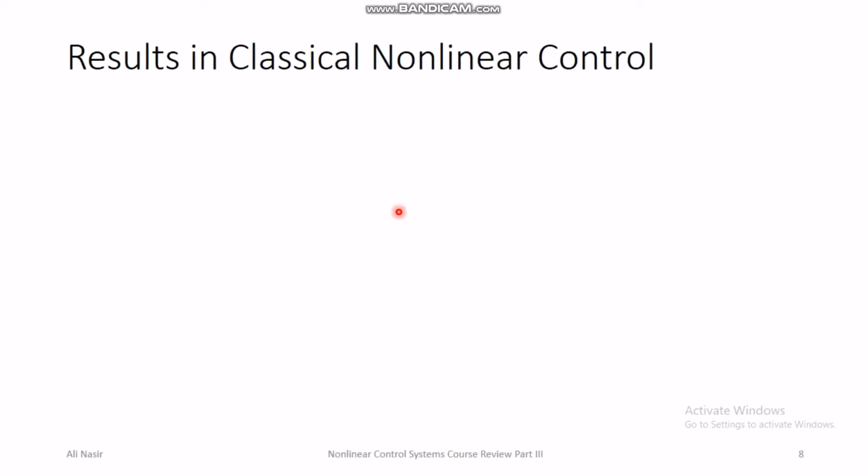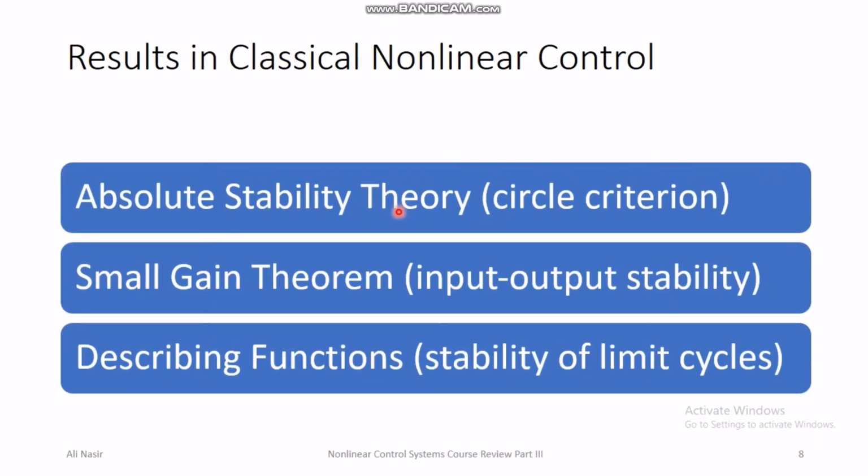Next we discuss the results in classical nonlinear control systems theory. We have basically discussed three results in this course, and I will review all three of them in today's lecture. The first result is the absolute stability theory and the circle criterion. The second result is the small gain theorem and input-output stability, and the third result is the describing function and stability of limit cycles in a linear system with nonlinear feedback.